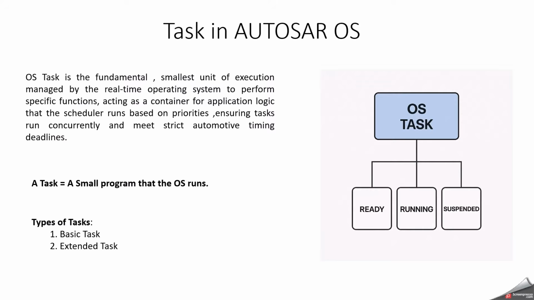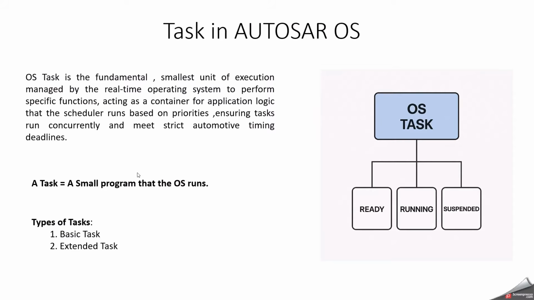First, we can start with what is a task in AUTOSAR operating system. A task is a simple unit of execution managed by the operating system. It can run, be suspended, be activated, and it is scheduled based on the priority. There are two types of tasks. One is basic task, another one is extended task. And in this video, we are going to deeply discuss basic task.